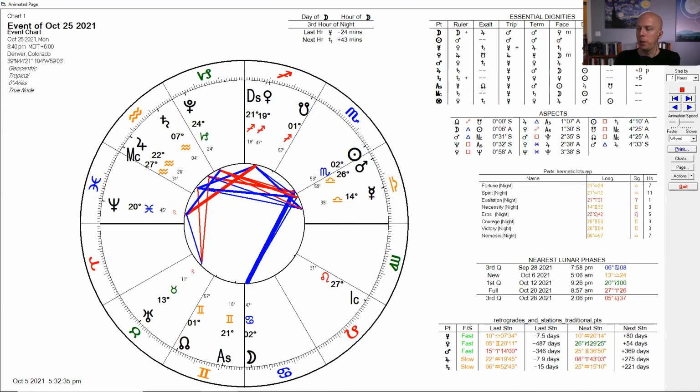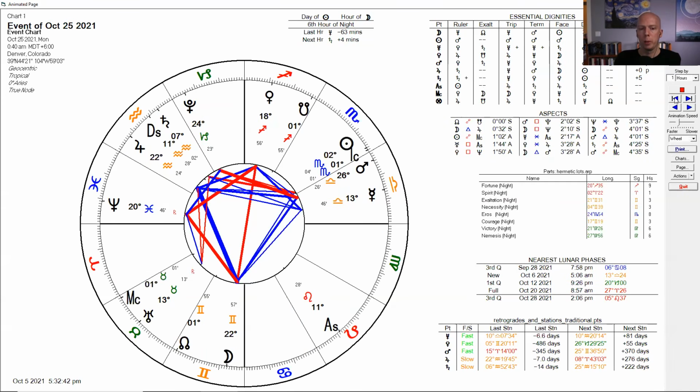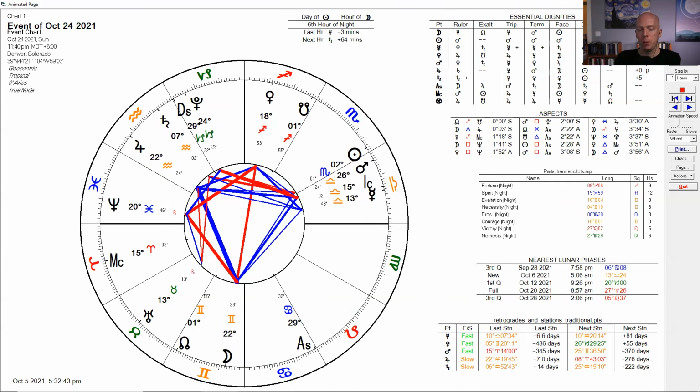All right, so that's applying versus separating. Part of the trick with applying versus separating, the interpretive principle, it comes up especially in electional astrology and to some extent in horary astrology as well, where applying aspects are said to indicate things that are coming up in the future, whereas separating aspects indicate things that happened in the past.